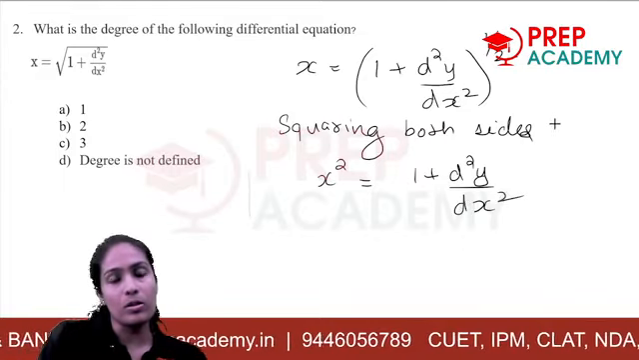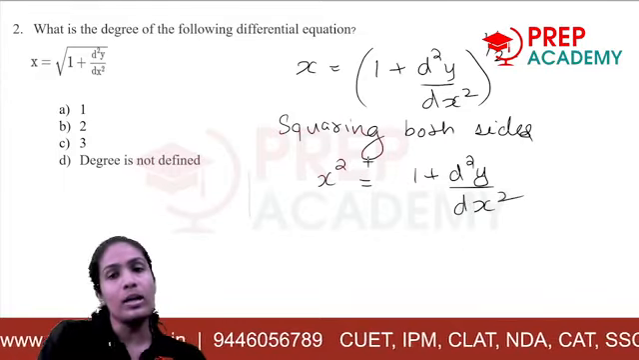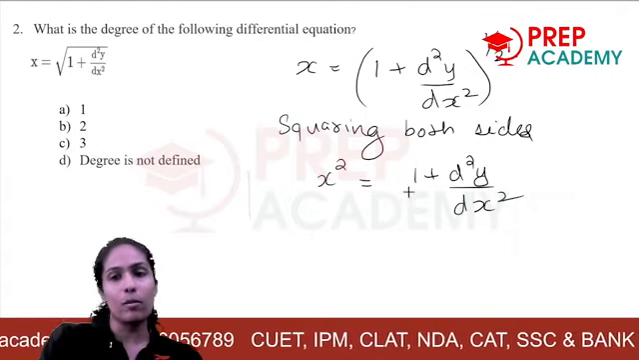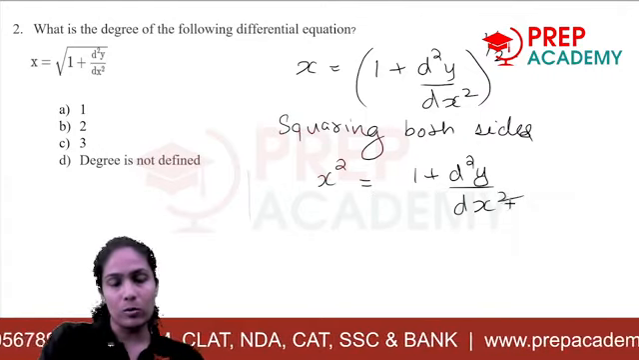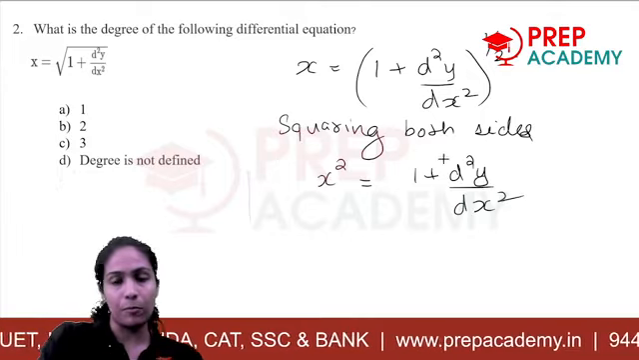The power 1 by 2 the whole square is 1. So now the equation x square is equal to 1 plus d square y by dx square is in standard form.